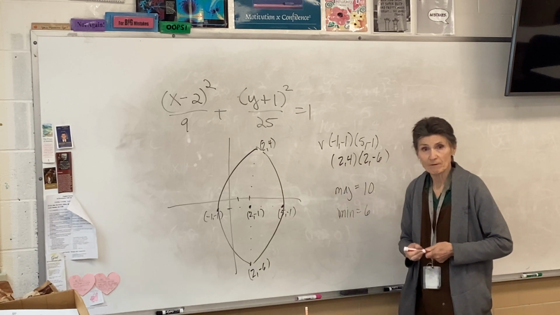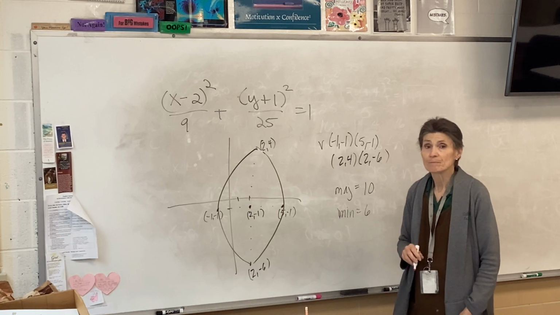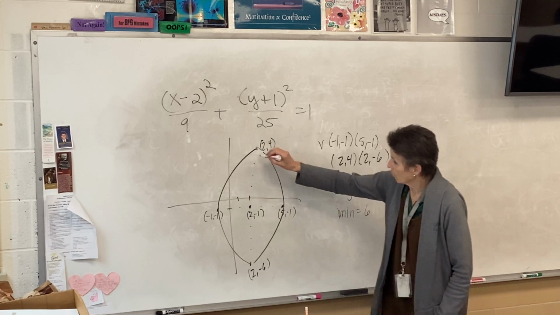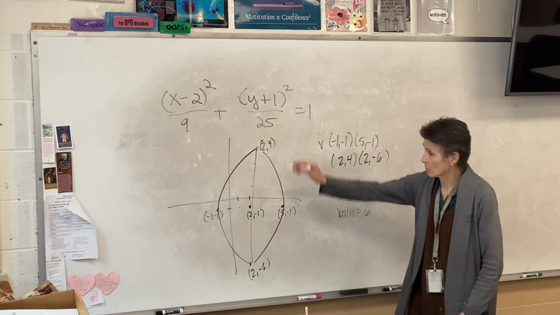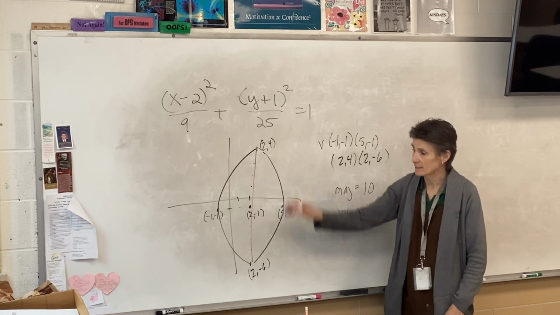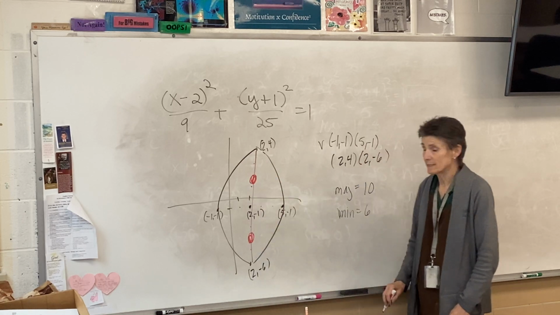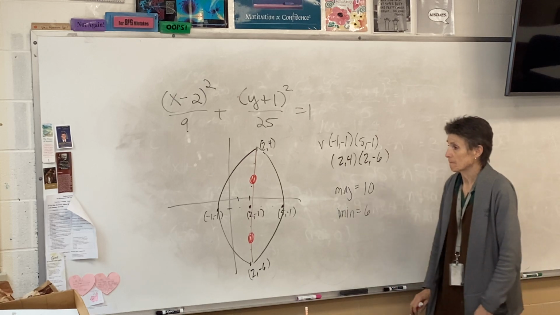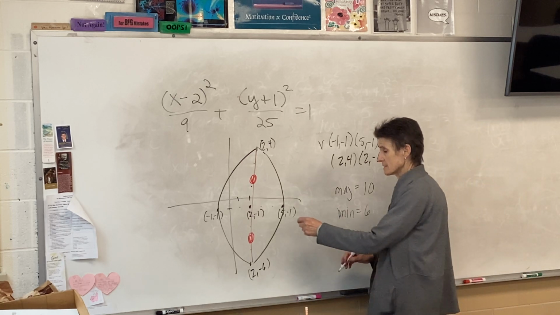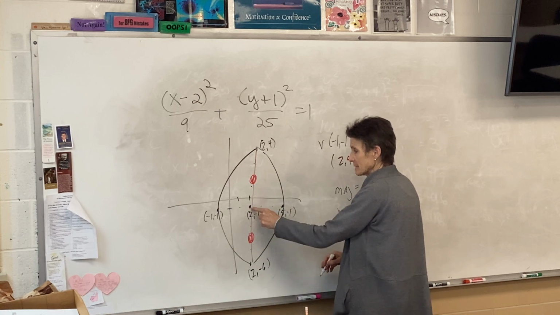Now I need to find my foci. I have everything else. Everything else is identified on there except my foci. So they're always going to be on the major axis. So this time, they go this way, because that's your long axis. They're just on there somewhere. So these red points are my foci. Notice they are straight up and down from the center.